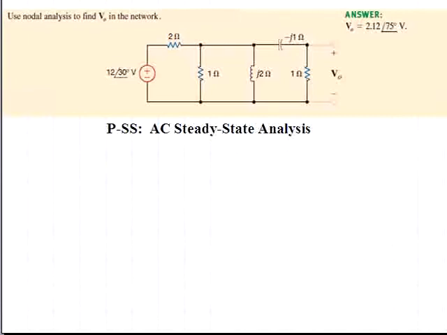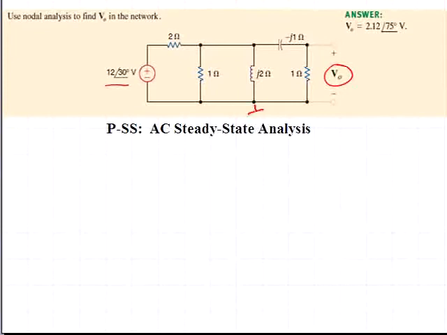This is Learning Assessment Problem 817. The problem-solving strategy here is the application of AC steady-state analysis to complex impedance circuits. We have a single source in this circuit, a phasor representation of that source, and a variety of resistors, inductors, and capacitors connected together. We're asked to determine the voltage V sub O using nodal analysis.